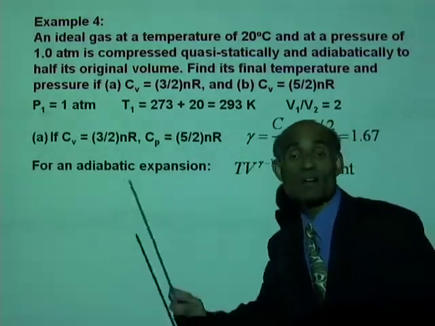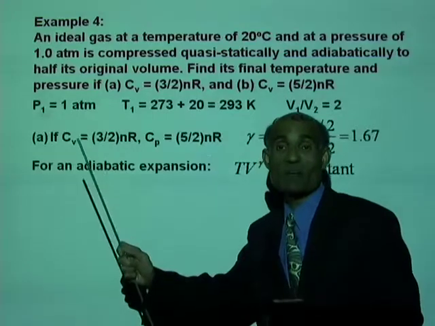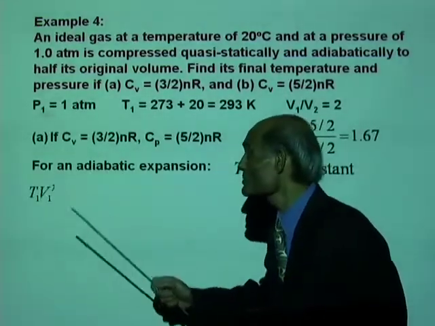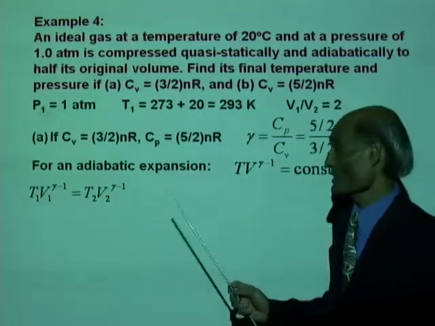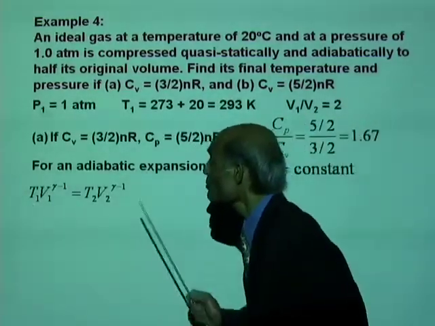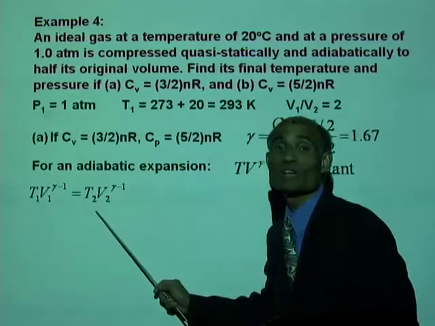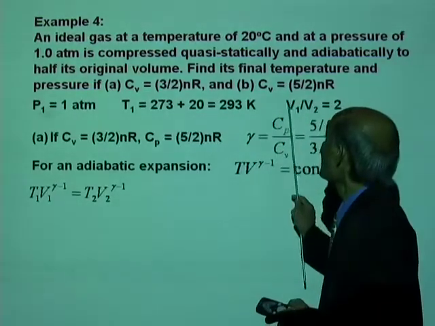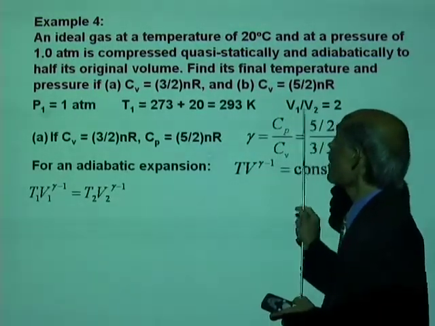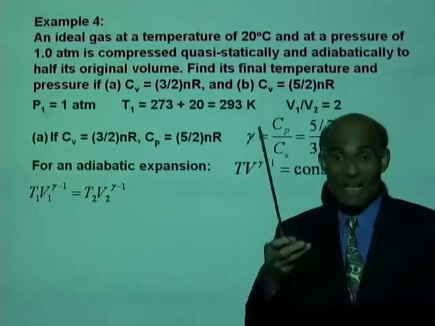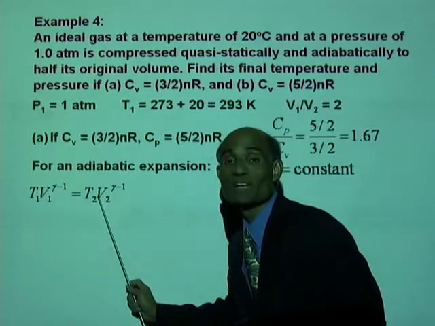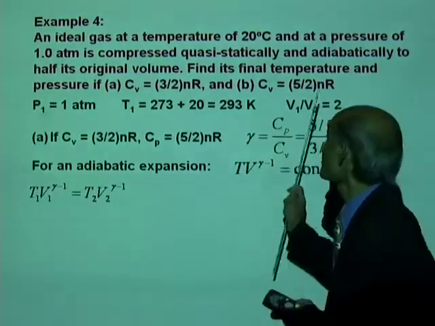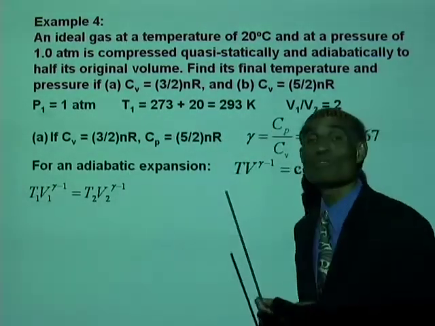It means T1 V1 to the power of gamma minus 1 equal to T2 V2 to the power of gamma minus 1. Alright, now can you rewrite this equation in such a way that it will contain V1 over V2, because that is known to us? Can you rewrite this equation in such a way that it will contain V1 over V2?